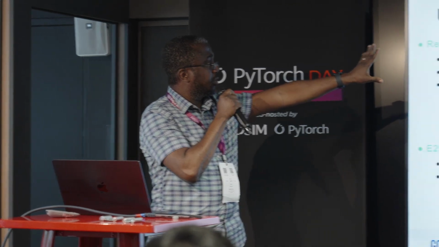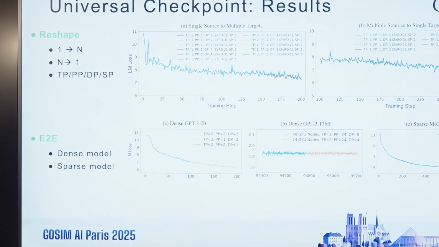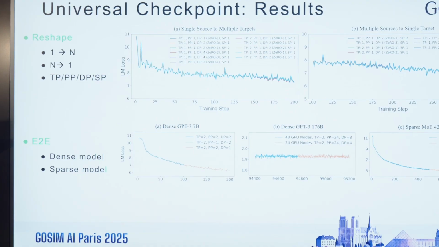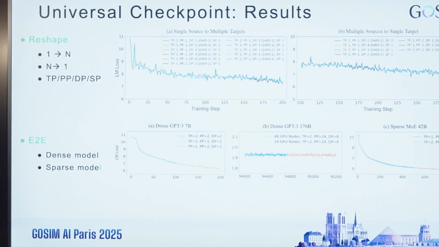So here I just highlight some high-level results. One is the reshaping, and this is just to show that when you do reshape your strategy, your training is not affected. Your convergence remains the same. The plot on the left-hand side shows that you started out training with one particular strategy, and now you want to reshape to multiple different strategies, and the loss curve is the same. The next plot shows the inverse, where you started out with different strategies, and we're showing that you can go into a new strategy without suffering in your convergence.